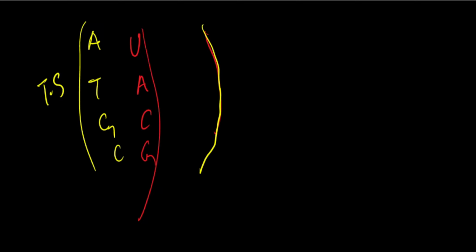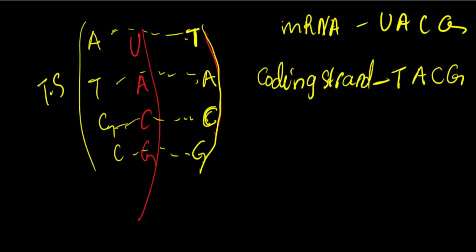So this would be the coding strand. Now, considering the nucleotide bases on the coding strand, here we would have A attaching to T, T attaching to A, G attaching to C, and C attaching to G. Now, notice what we have in our mRNA. In our mRNA, we have UACG, okay? And in our coding strand, which is not transcribed, we have TACG.